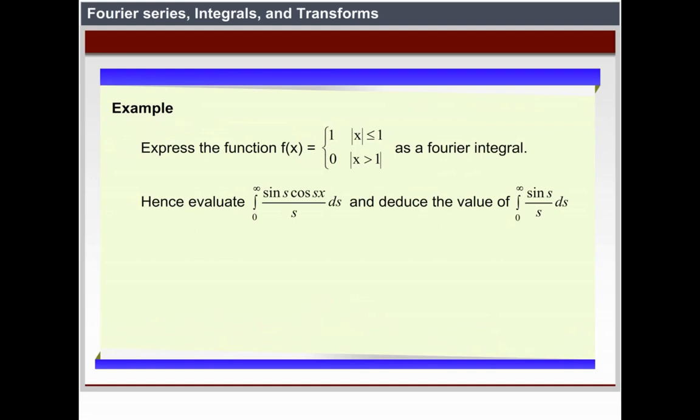Example. Express the function f of x equal to 1 for modulus of x less than or equal to 1, 0 for modulus of x greater than 1 as a Fourier integral. Hence evaluate integral 0 to infinity sin s into cos sx divided by s into ds and deduce the value of integral 0 to infinity sin s by s into ds.